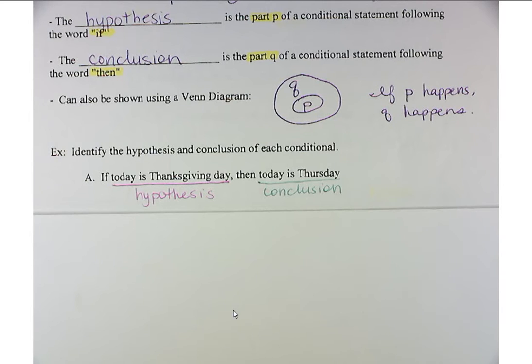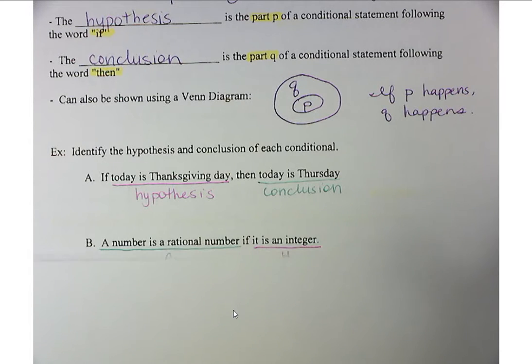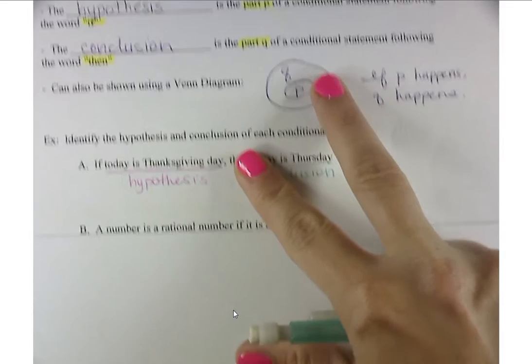Is Thanksgiving ever not on a Thursday? No, right? So if it is Thanksgiving, then it is going to be a Thursday, because it's every fourth Thursday. That's the holiday, every fourth Thursday of November.